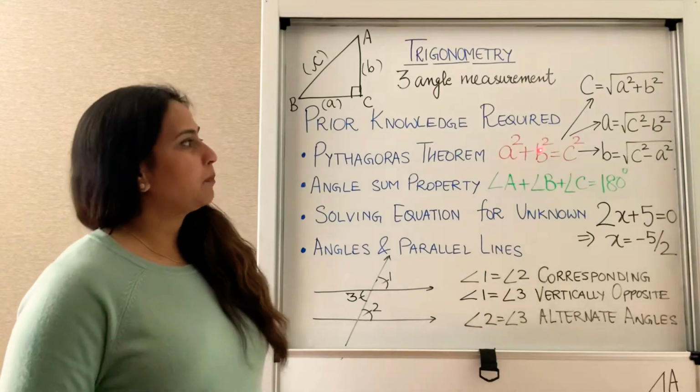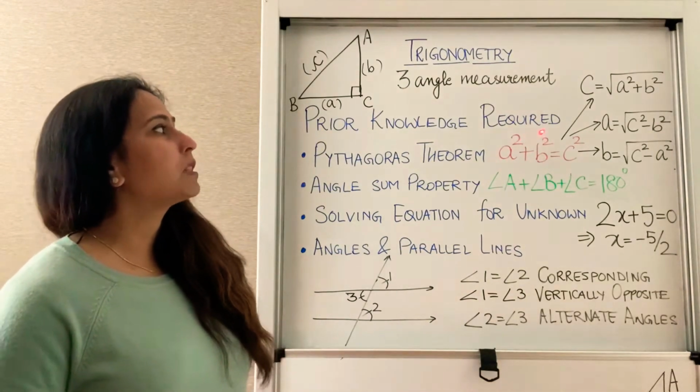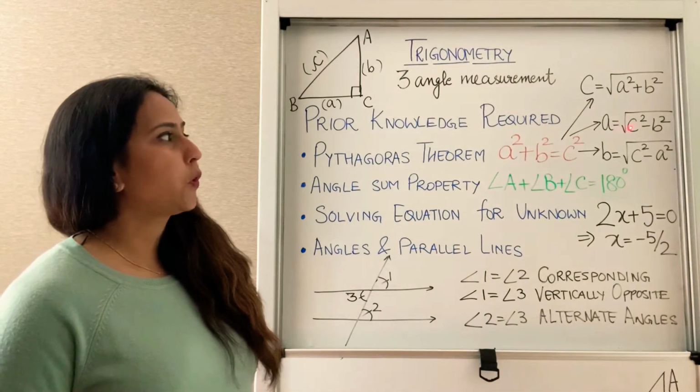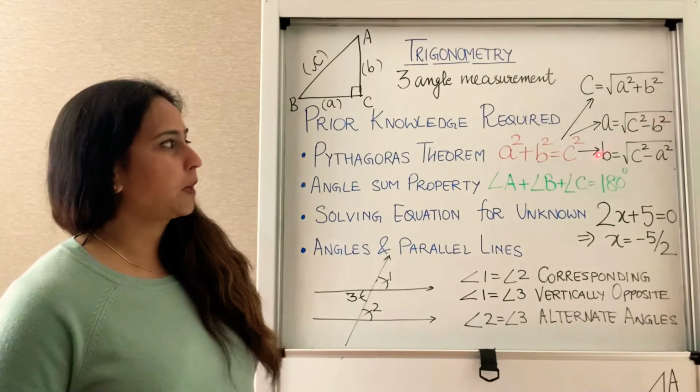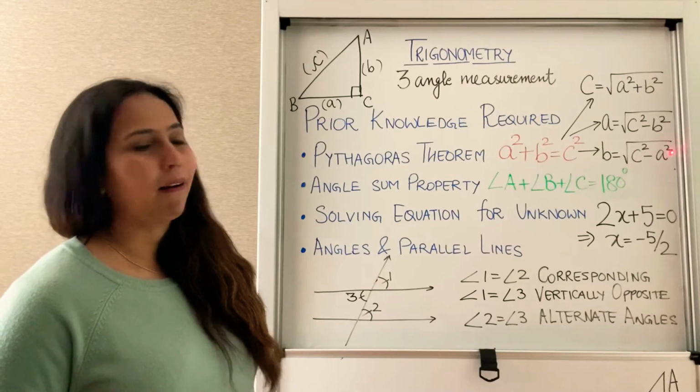Then out of a and b, the two shorter sides, if any of them is not known, then we transform the formula. To find a, it's the square root of c squared minus b squared, and to find b, it's the square root of c squared minus a squared.